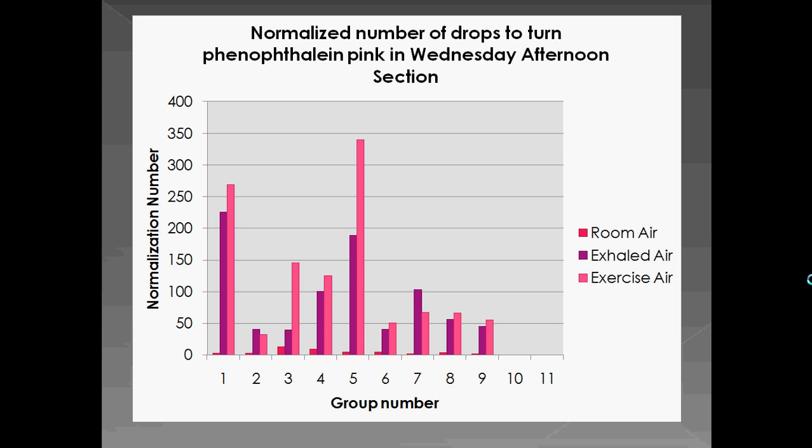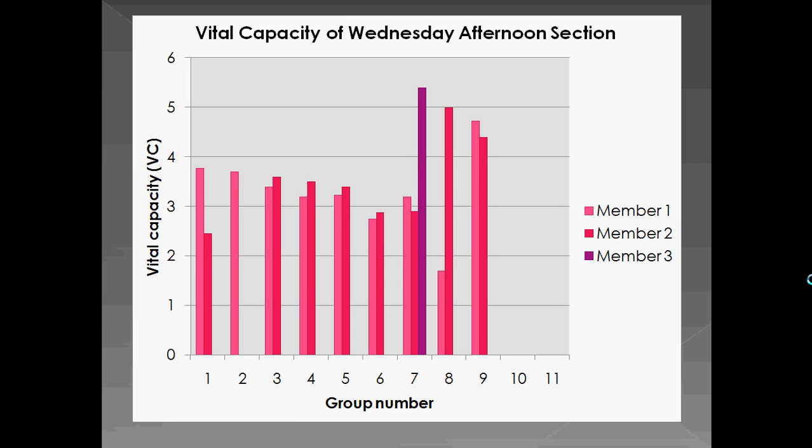This shows the table for ANOVA of the section and the normalized number of drops and vital capacity. Since the p-value is 4.818 times 10 raised to the power minus 5, then we have to reject the null hypothesis.